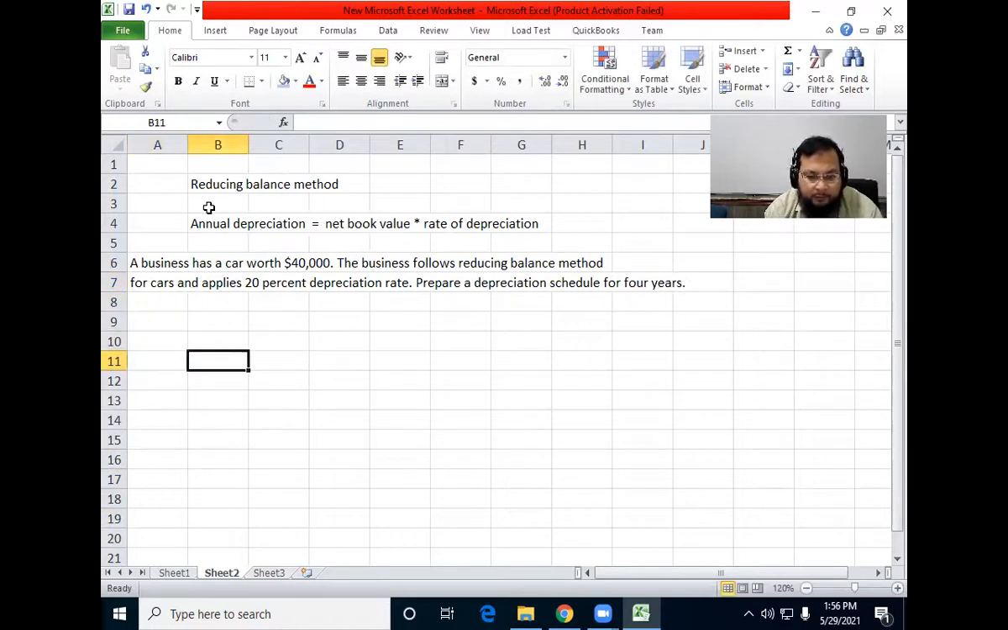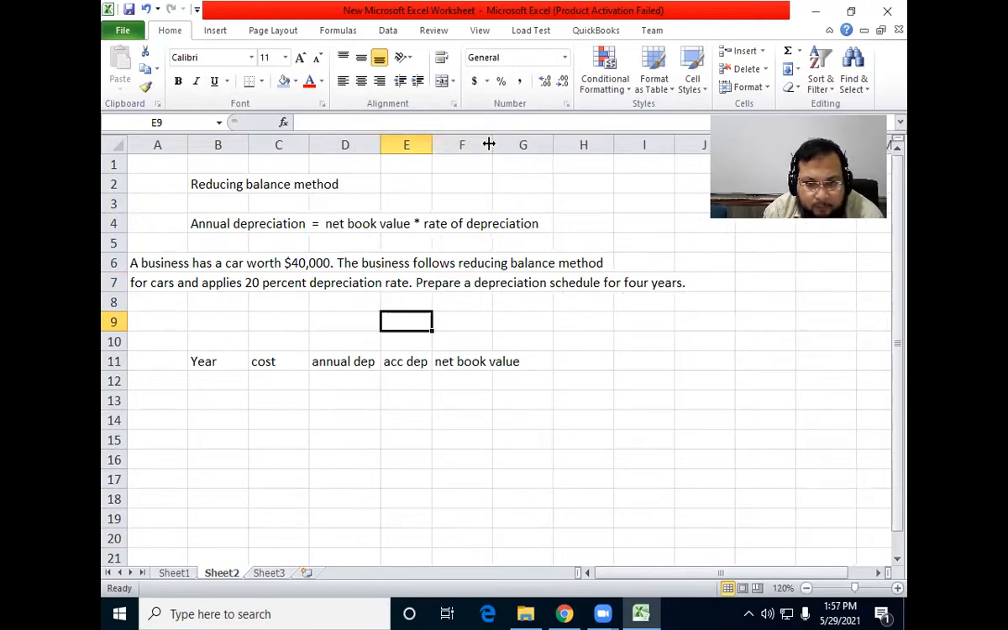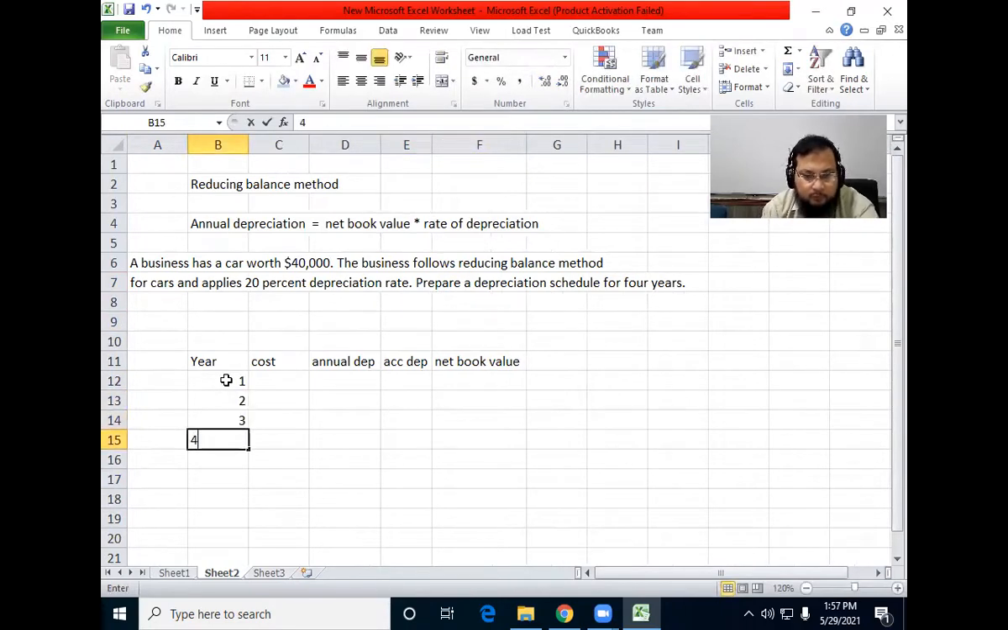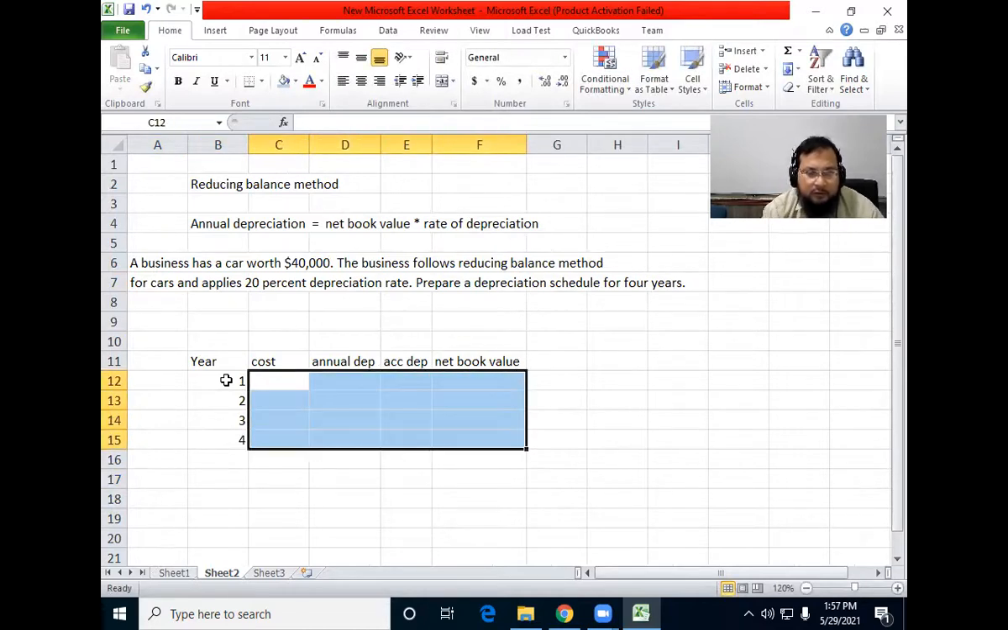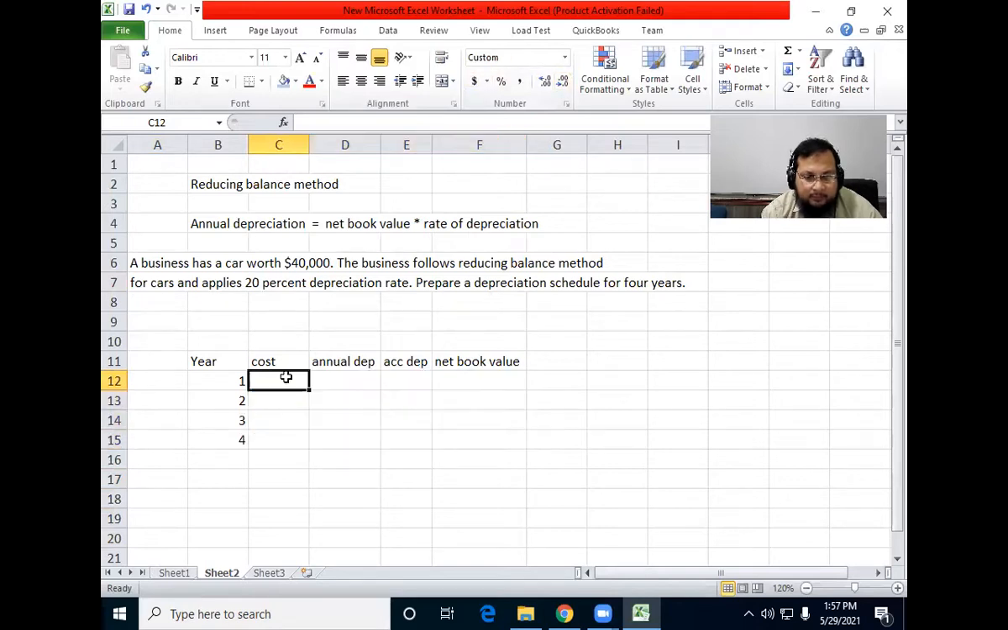Okay, so here we have the years, cost, annual depreciation, accumulated depreciation, and finally the net book value. So now you have to observe how I am solving this question. We have the years 1, 2, 3, 4 simply, and we know the cost is always constant, and in this case the cost of the car is 40,000. So students, just pay attention. In the very first year we do not have any net book value, so you will apply the depreciation rate, following the reducing balance method, on the cost of the car.